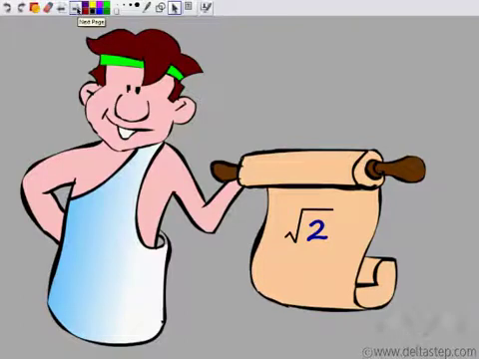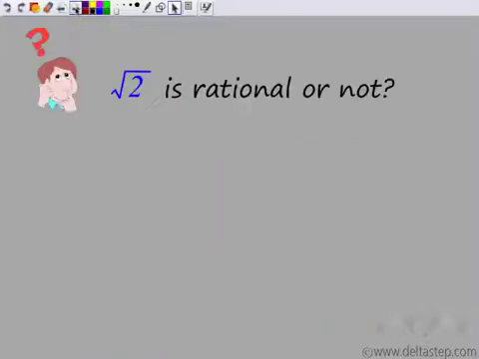Who discovered this root 2? It was said that Pythagoras, the famous Greek mathematician, was credited with this discovery. But some people say that one of his students was actually the one who revealed this number. So this number was called root 2. And it was said that root 2 when squared gives us 2. So now the question was whether root 2 is a rational number or not. So can you answer this question?